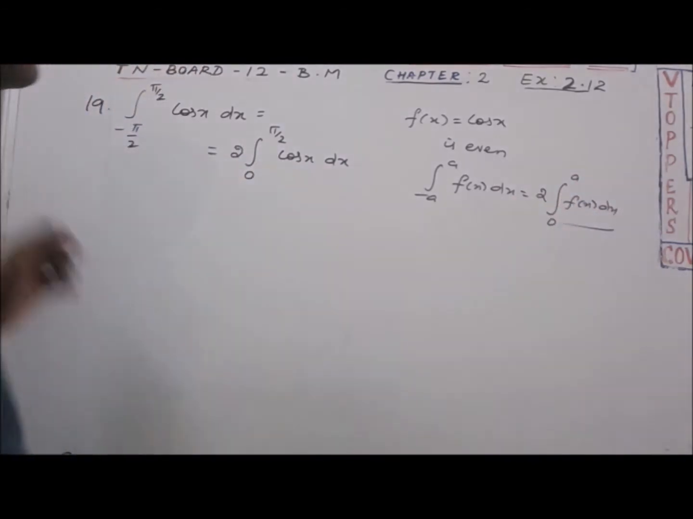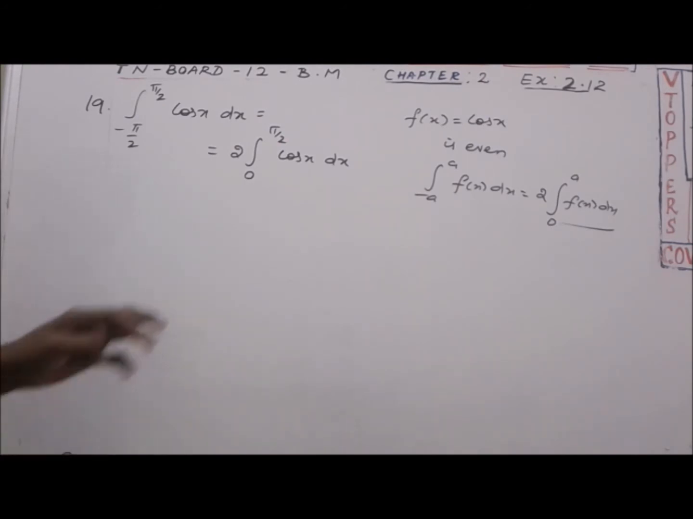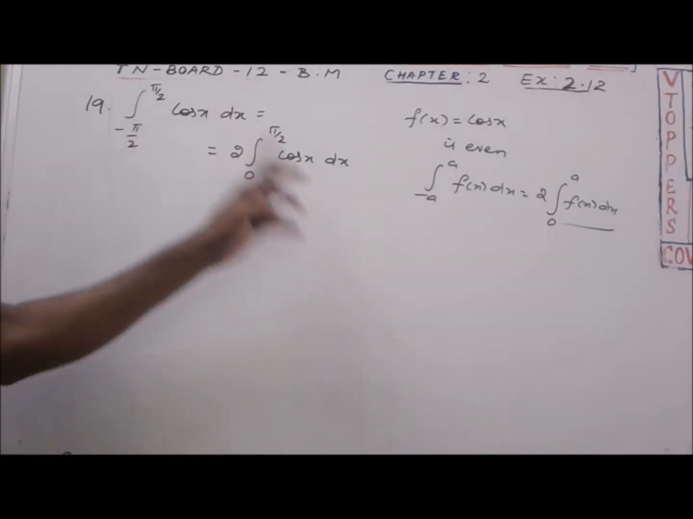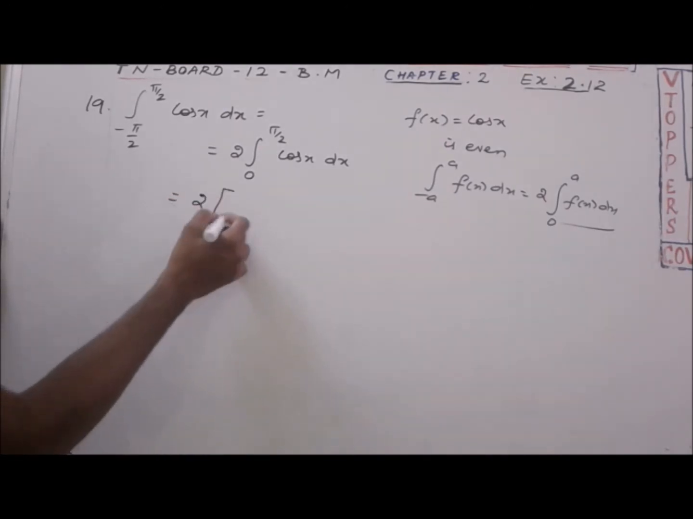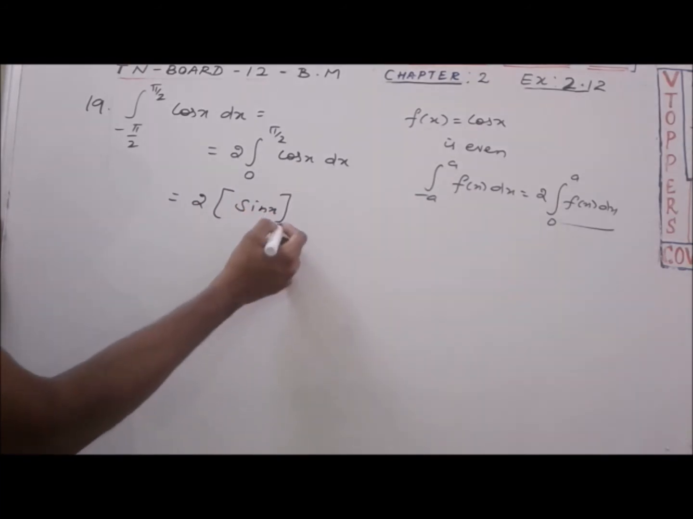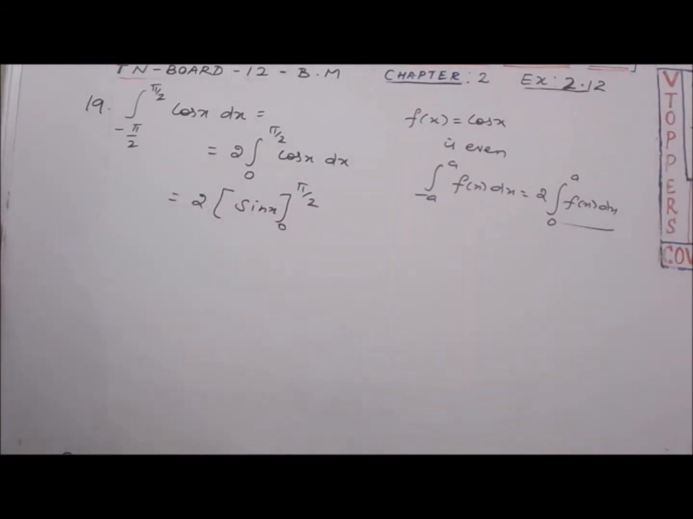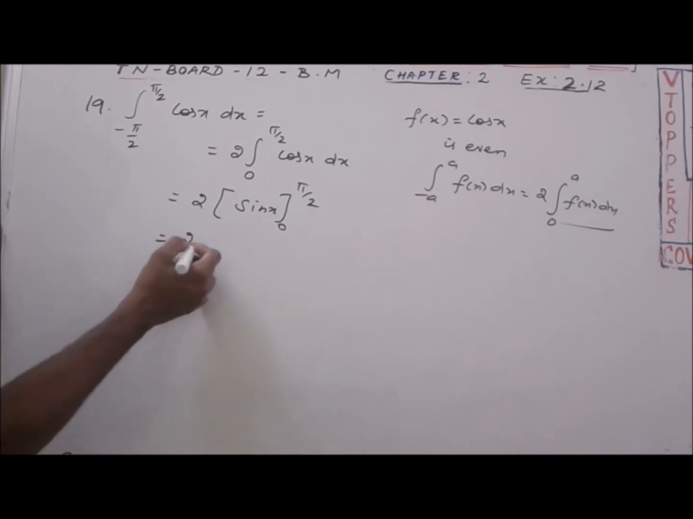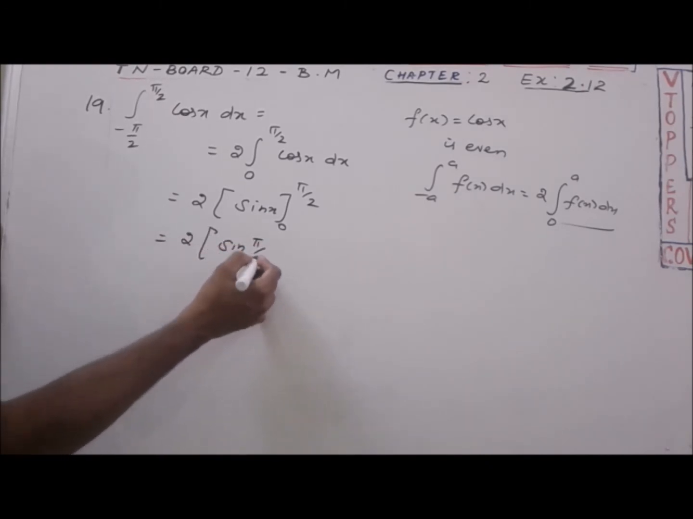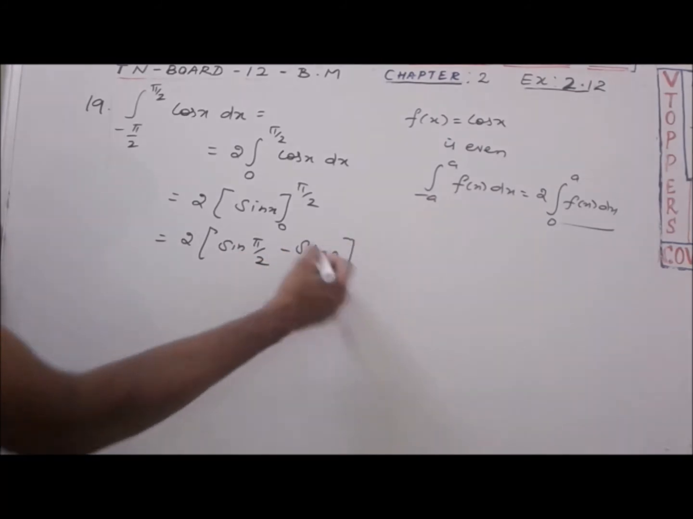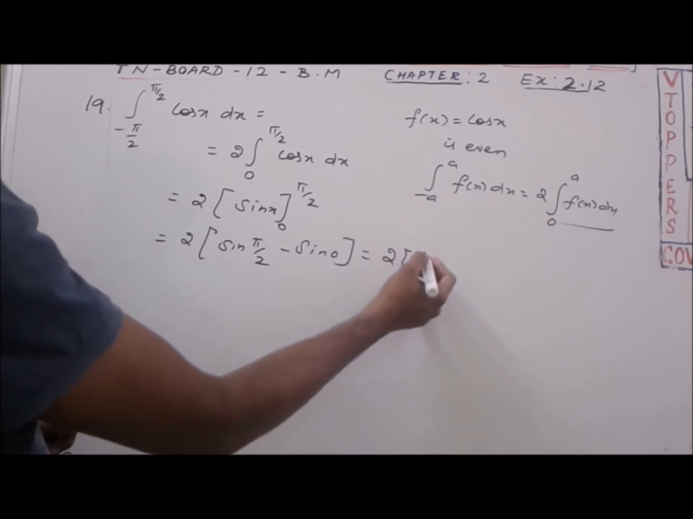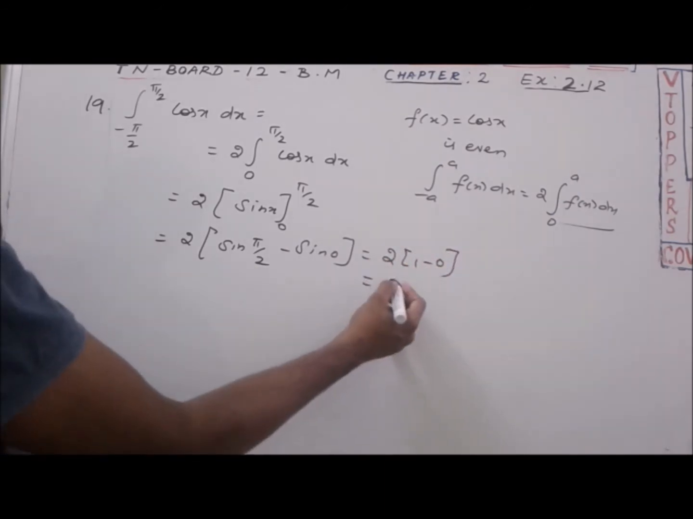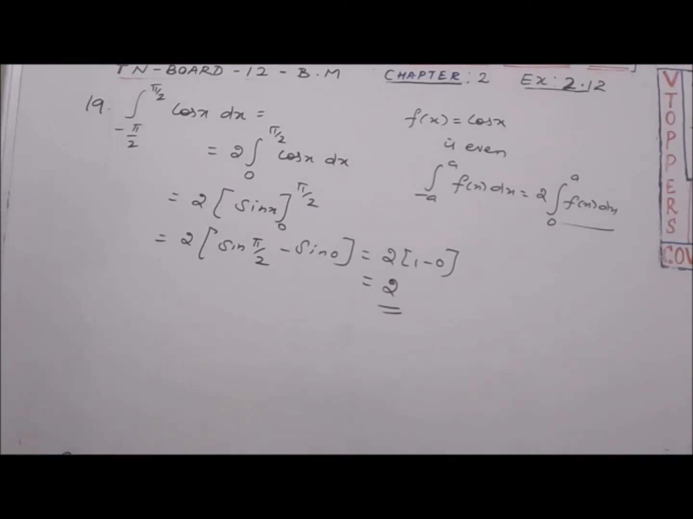We have the formula. Now substituting this property, we can write twice integral 0 to pi by 2 cos x dx. For integral cos x, we have the formula sin x, limit 0 to pi by 2. Substituting the upper and lower limit values here, 2 into sin pi by 2 minus sin 0. So sin 90 is 1, then 1 minus 0, that is equal to 2. So the answer for question number 19 is option B, 2.